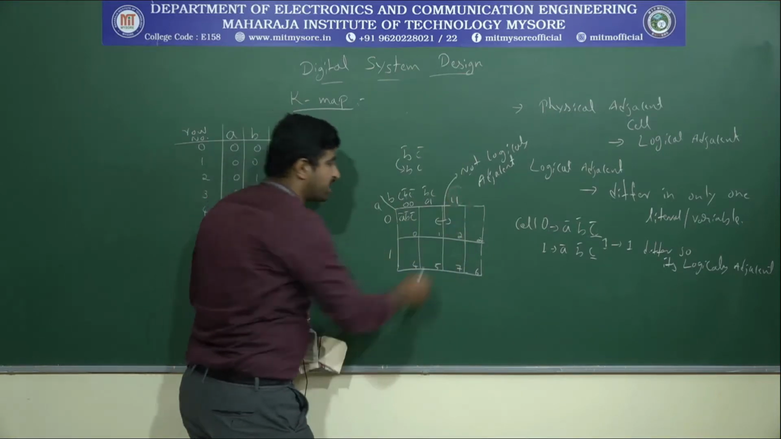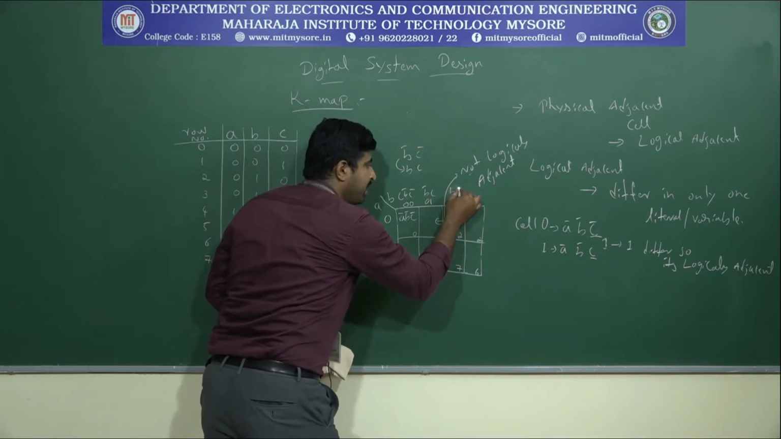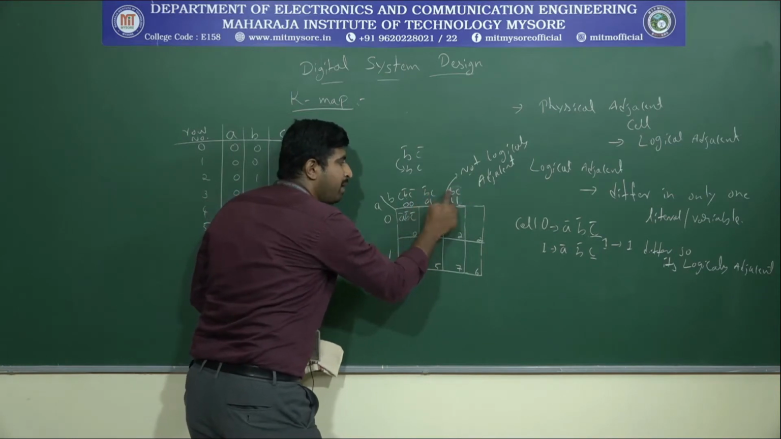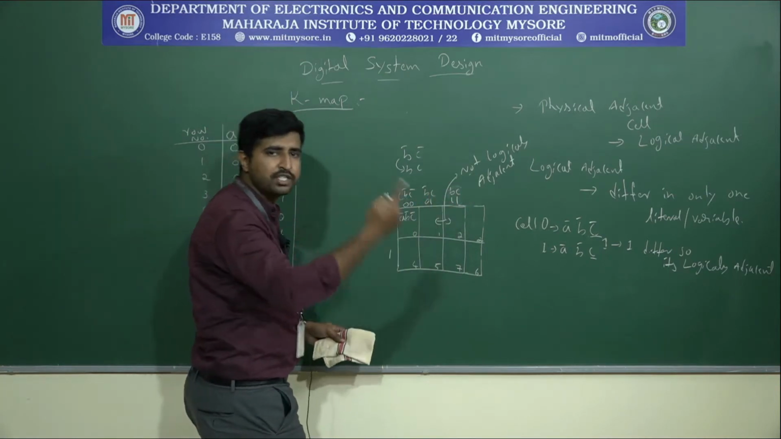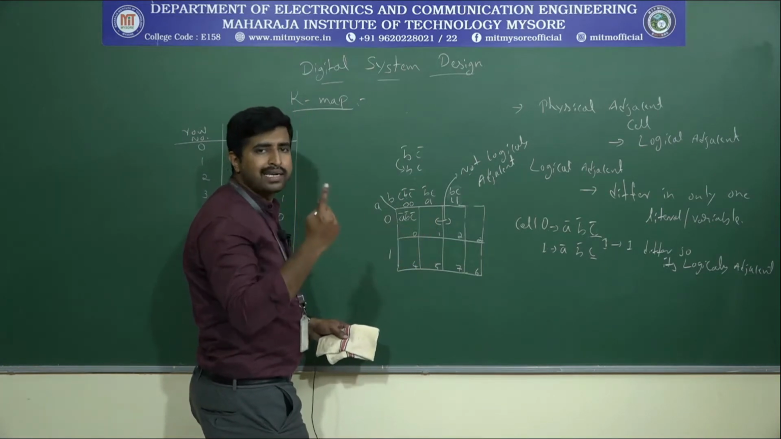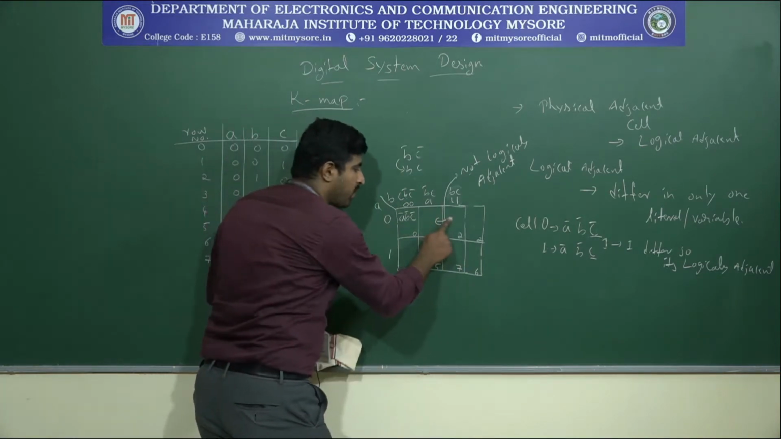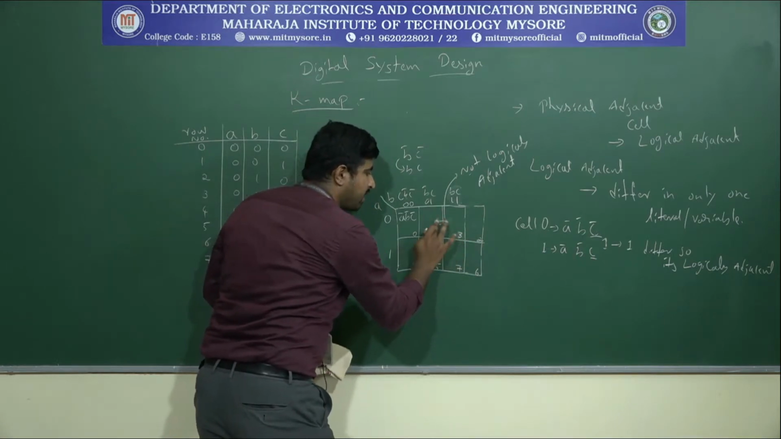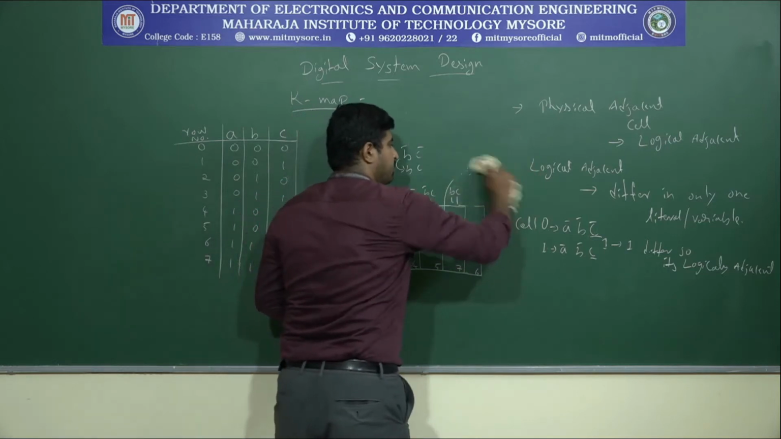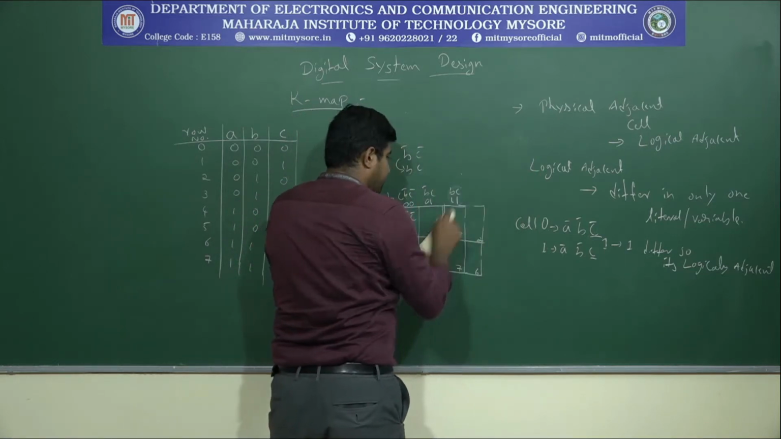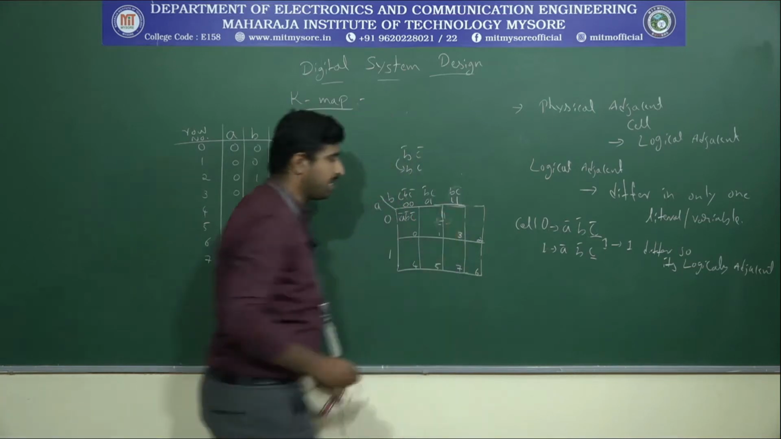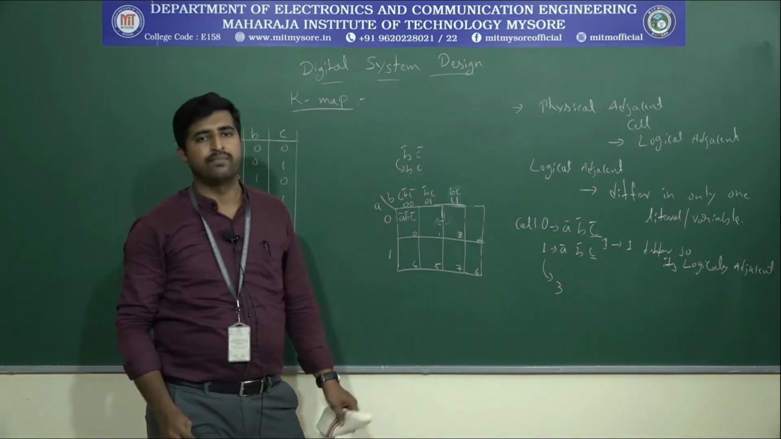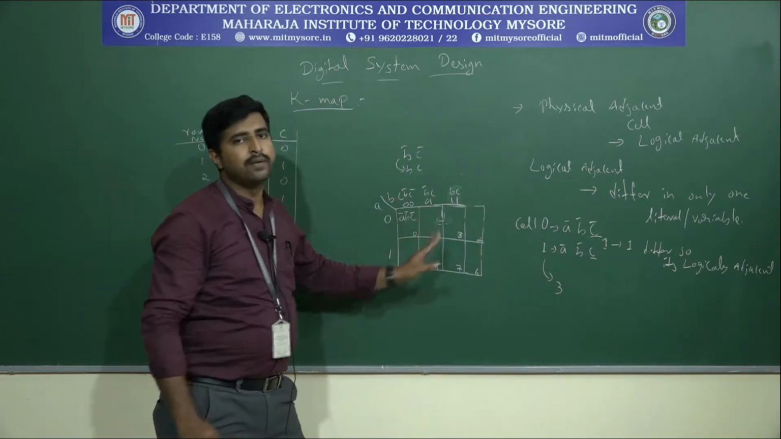If you see 1 1 here, this corresponds to B C, right? So in B C, if you compare to B bar C, only B has made a transition. B bar changes to B. That means only one literal differs. So here the 3 will come. Since 3 is here, 1 and 3 are adjacent. So we can say cell number 1 will be logically adjacent with 3. Okay. So that is the main thing actually.